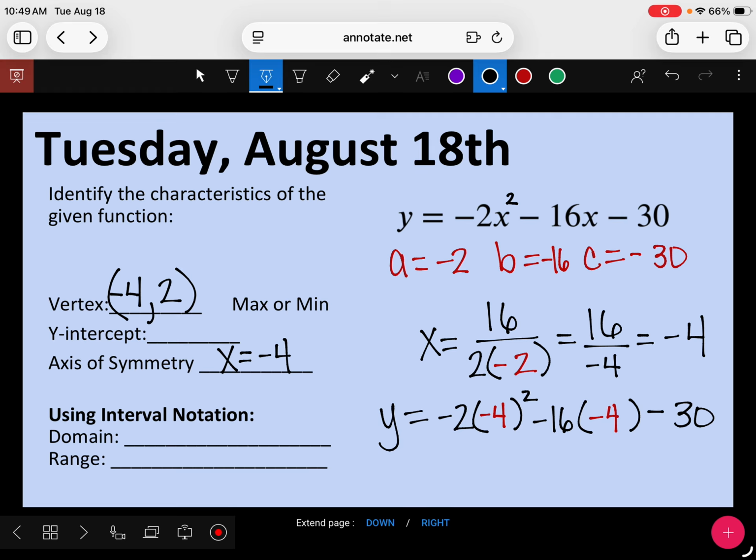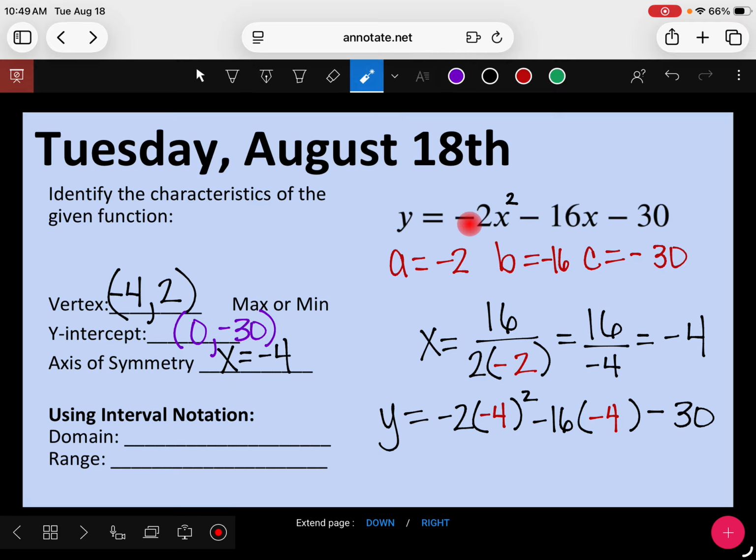Before I get to that, which one of these is your y-intercept? Is it the A, the B, or the C? C. It's always C. And when we write that as an ordered pair, it is (0, C), just like that. Okay, so now I'm going to make a sketch.